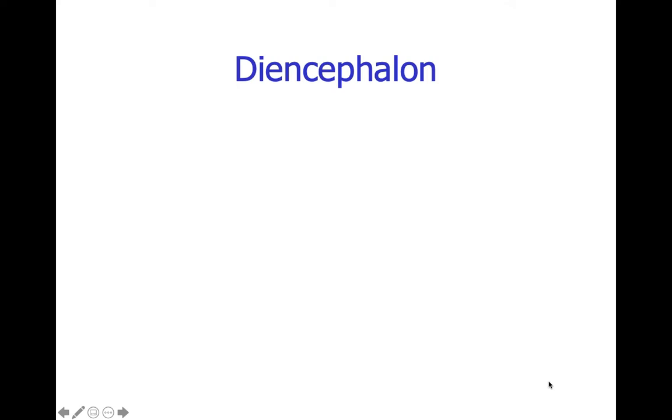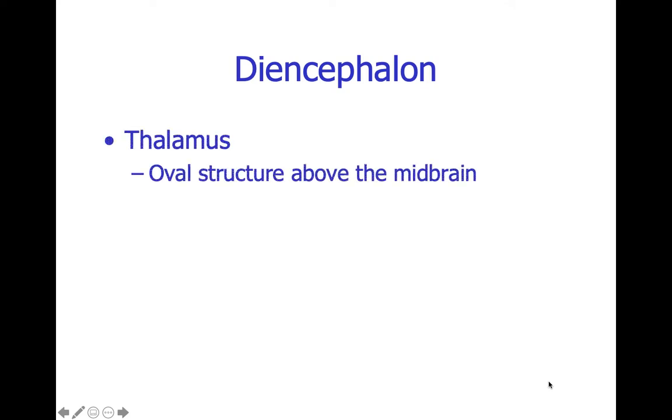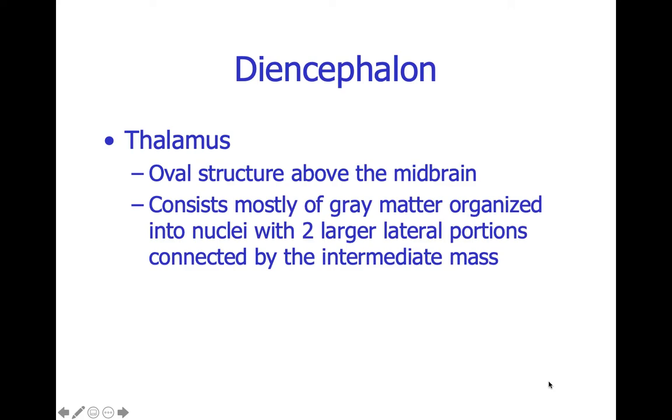Next up is the diencephalon. Diencephalon is the second of our four regions of the brain, right? We had the brainstem, diencephalon, cerebellum, and the cerebrum. Contained within the diencephalon is something called the thalamus. It's an oval structure above the midbrain. So again, think about that sagittal section diagram that we saw, and the thalamus is going to be above that, superior to that. It consists mostly of gray matter.